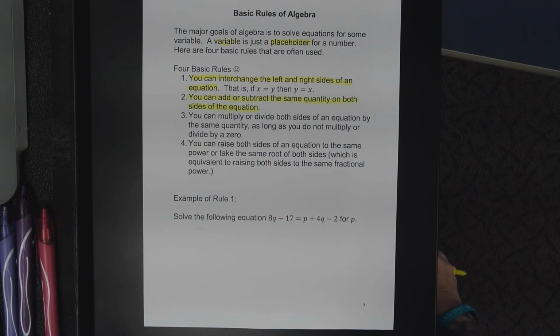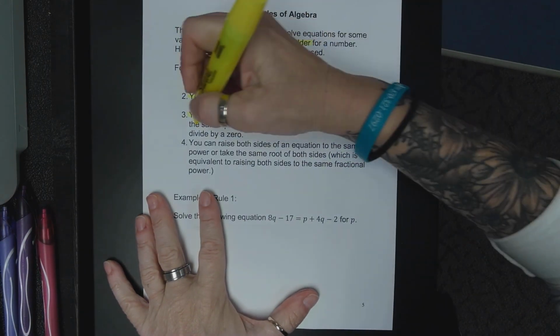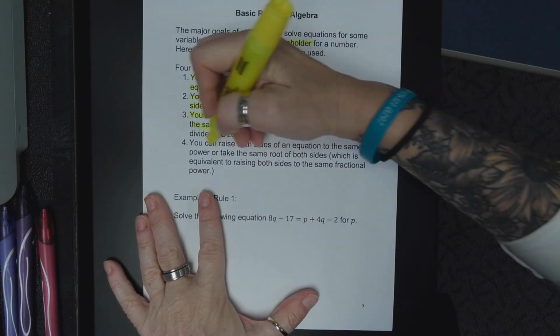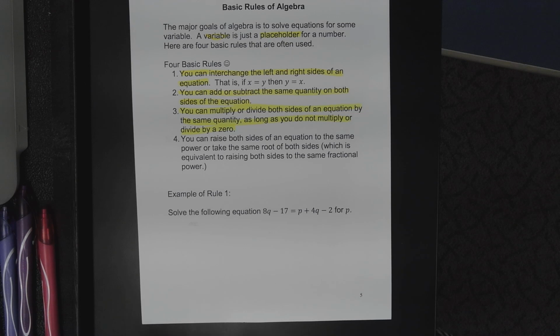You can multiply or divide both sides of the equation by the same quantity as long as you do not multiply or divide by 0. Okay? No 0, because then that makes everything 0, and that's no fun. Like, there'd be no math involved in that, and that's cheating. We don't like that. We want to do some math.